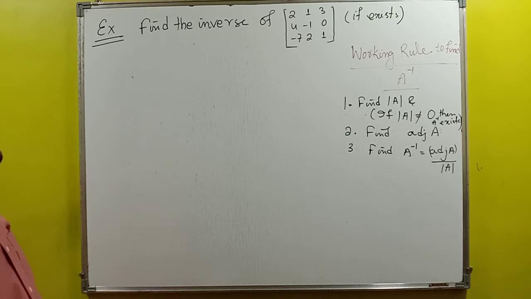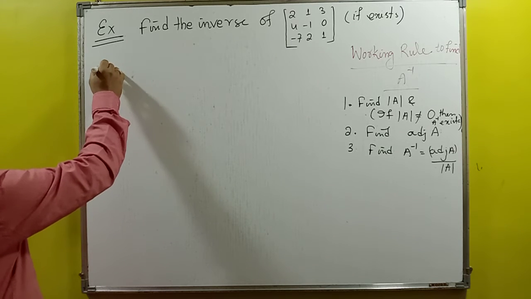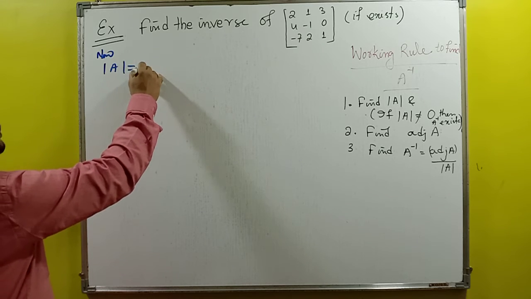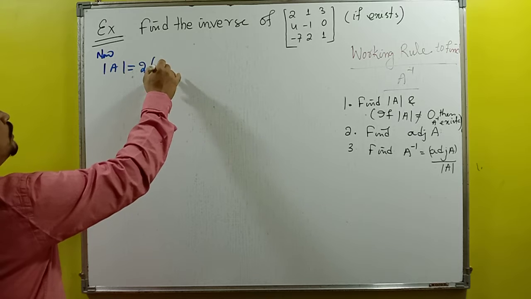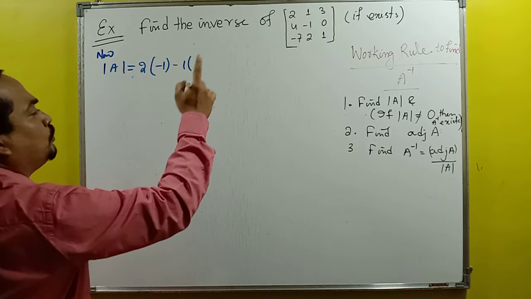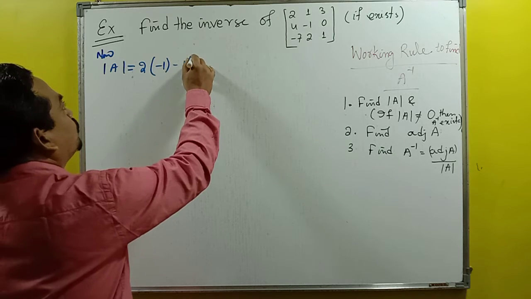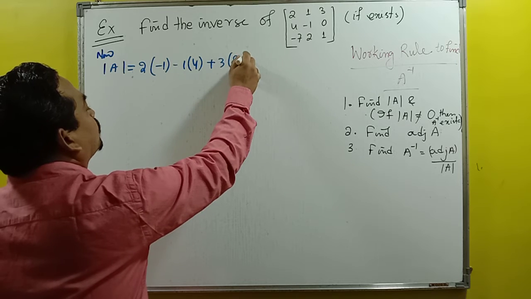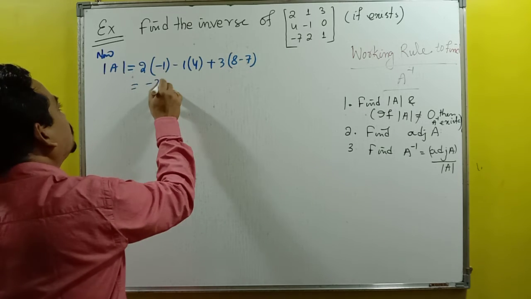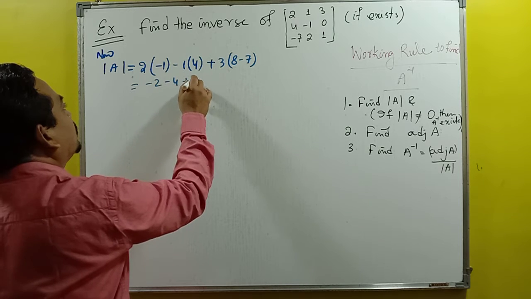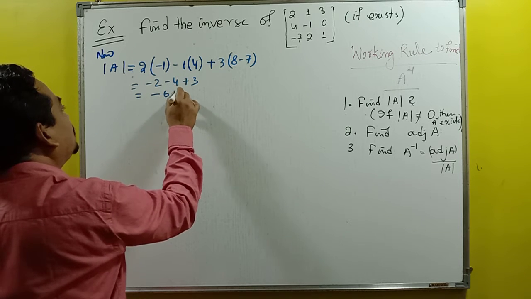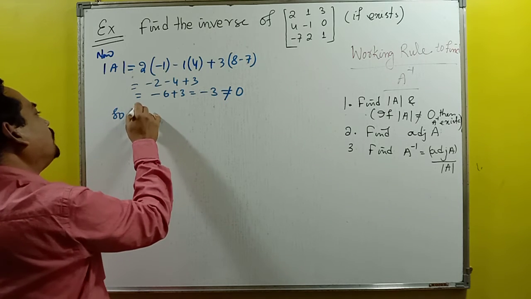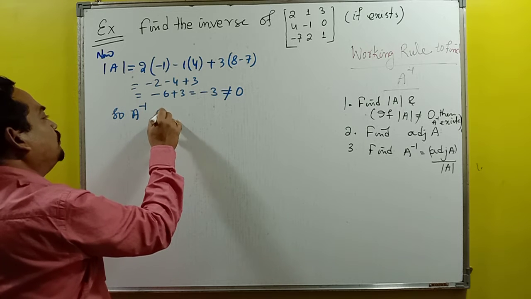Now we have to find determinant A. Determinant A is equal to, expanding in row 1, 2 into minus 1 minus 0, minus 1 into 4, and plus 3 into 8 minus 7. So that is equal to minus 2 minus 4 plus 3, which is minus 6 plus 3, which is minus 3, not equal to 0. So what condition have we got? It is not equal to 0, which means A inverse exists.